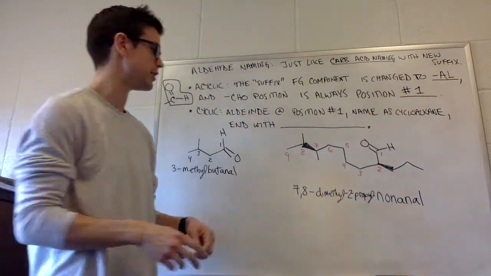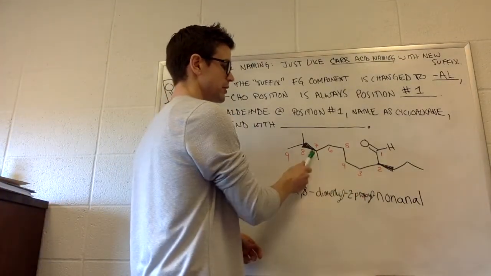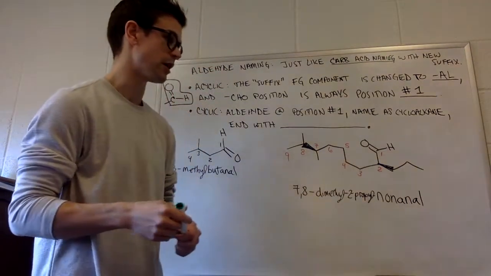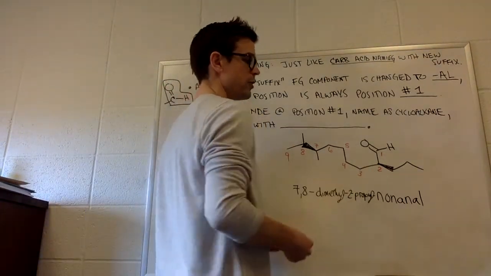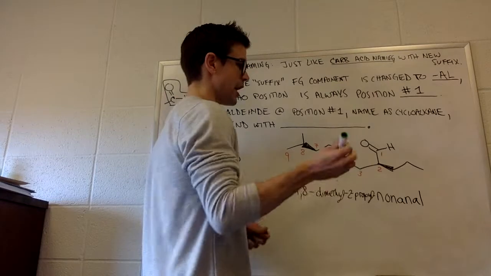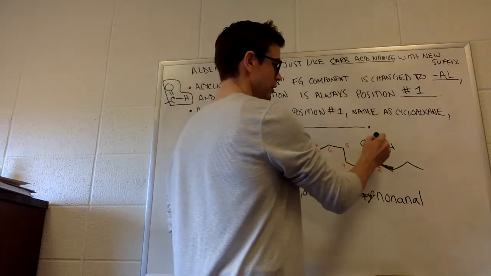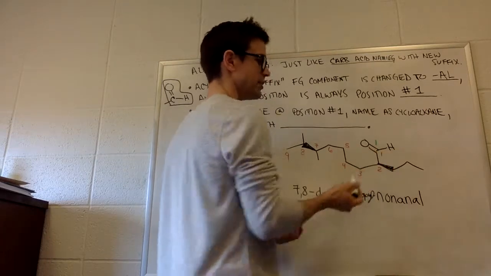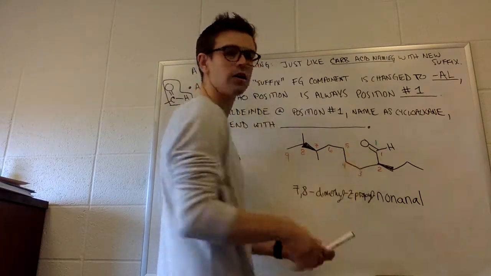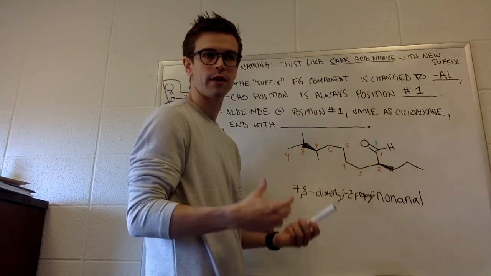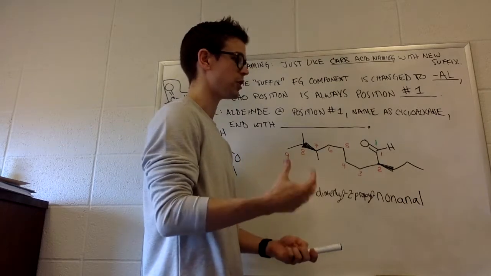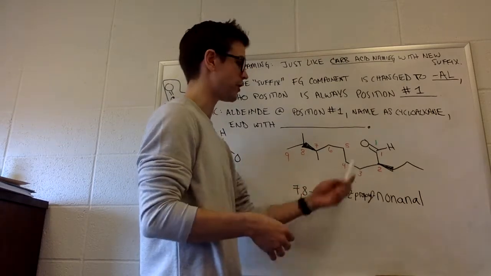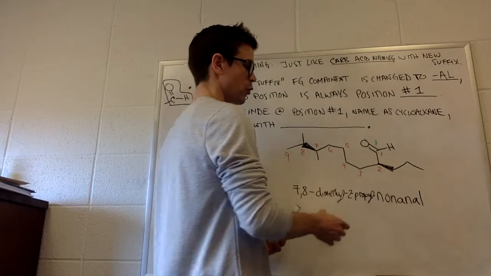Okay, so we have two stereocenters here. The 2 position is the stereocenter and the 7 position is the stereocenter. So what do we do? We number the substituents on those positions. So this would be substituent 1. Why is it substituent 1? Well, an oxygen is larger than the carbons. According to the rules, larger substituents get lower numbers, so that's why that one's number 1.